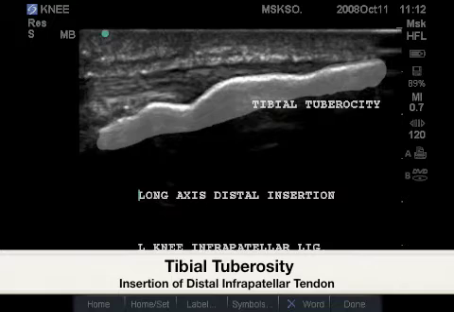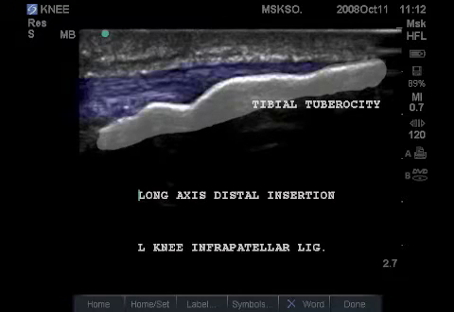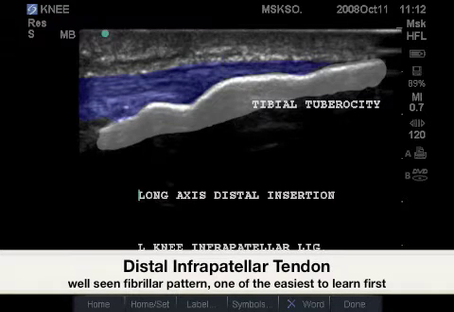In this image, we see a normal infrapatellar tendon as it inserts to the tibial tuberosity of the proximal tibia. Highlighted in white is the bony surface anatomy. In blue is the fibrillar pattern of the infrapatellar tendon.